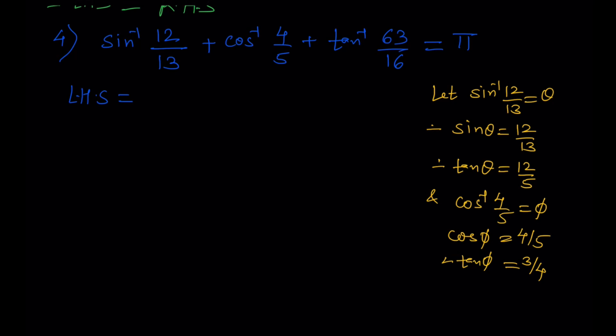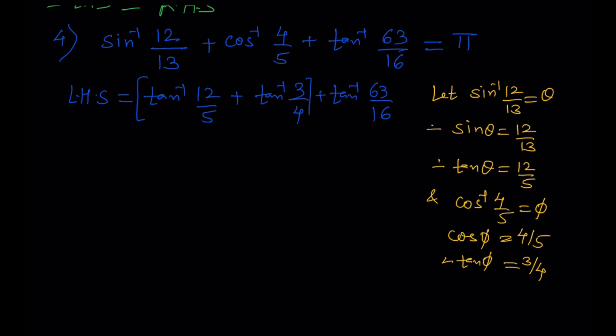So theta will be tan inverse of 12 by 5. So instead of sin inverse 12 by 13, I can write tan inverse of 12 by 5 here, and second term I can write, now here phi will be tan inverse of 3 by 4. Keep the third term as it is, 63 by 16 as it is. So we got all three terms in the form of tan inverse. Now it's very easy to use the tan inverse x plus tan inverse y formula.